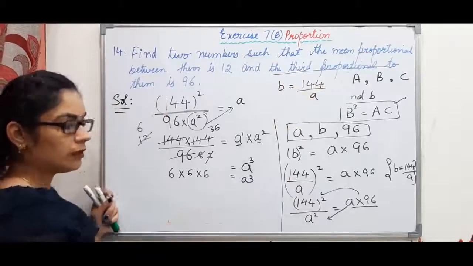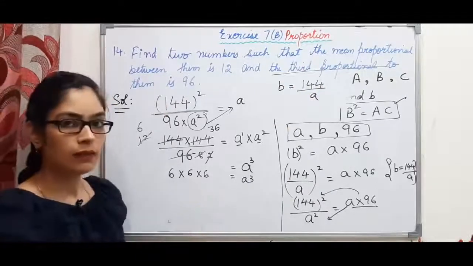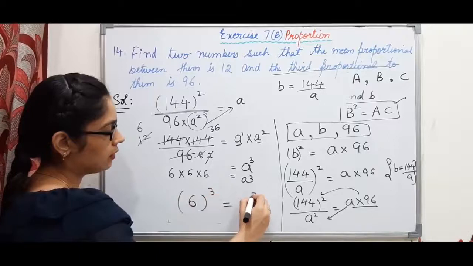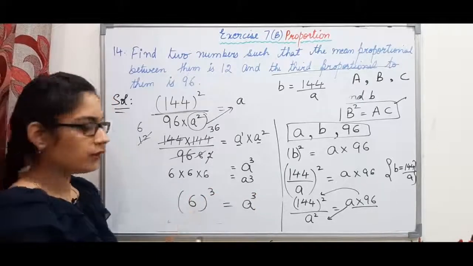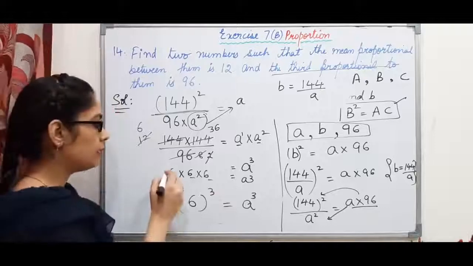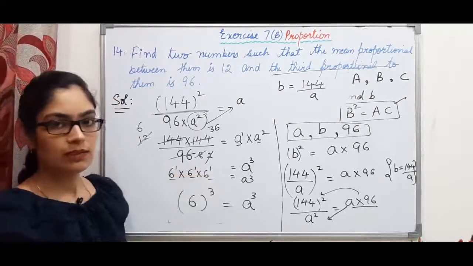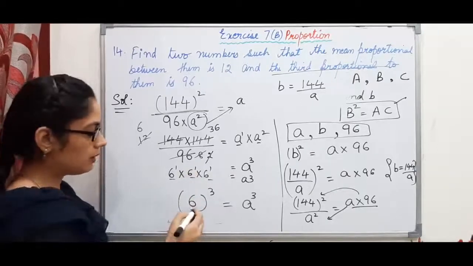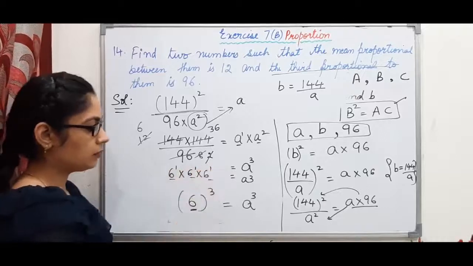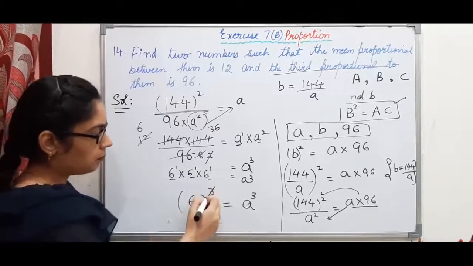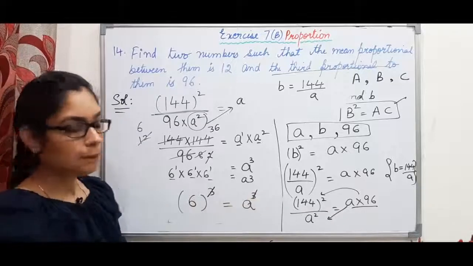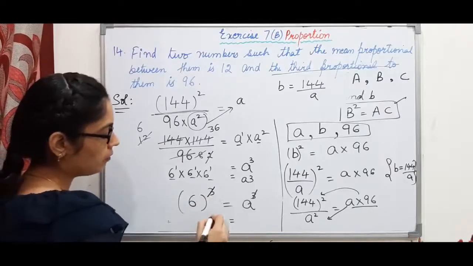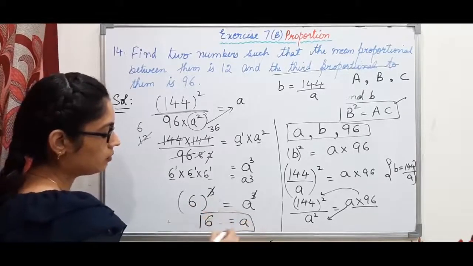Now 6 into 6 into 6, 6 is getting multiplied 3 times. So we can write it as 6 to the power 3 is equal to A cube. See, the same rule of exponents: if bases are the same and they are getting multiplied, powers can be added. So 6 is written a single time, so it is also 6 to the power 1, and we have 1 plus 1 is 2, 2 plus 1 is 3. Now this power and this power will get cancelled, since the powers are the same and the sign of equality is there. So we can cancel the power directly and we get the value of A is equal to 6.